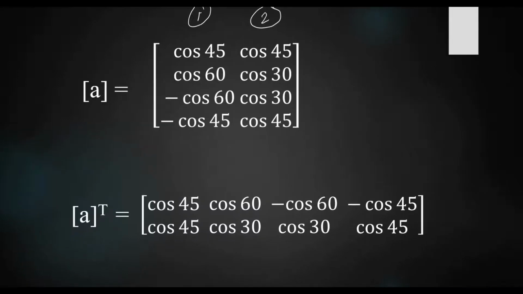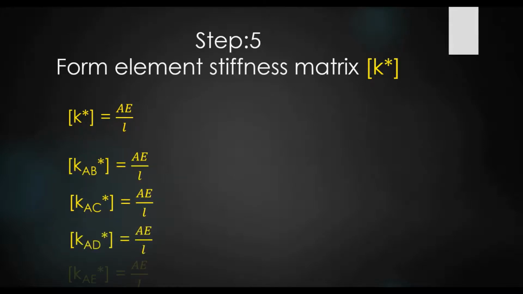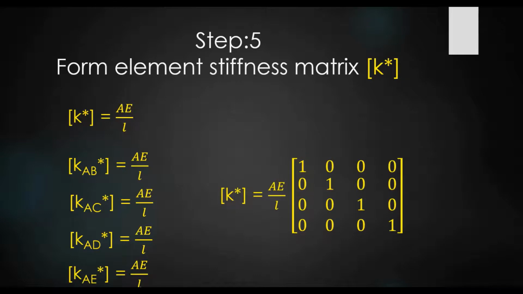Okay, let us move on to the next step, that is step number 5, form the element stiffness matrix. We have an equation for the element stiffness matrix. For a truss member, it is K star is equal to AE by L. Since this truss contains 4 members, AB, AC, AD and AE, all have AE by L constant, which was given in the question. We can directly write the element stiffness matrix of the structure as AE by L into a unit matrix. There will be 4 elements along the diagonal. So this is the element stiffness matrix of the structure.